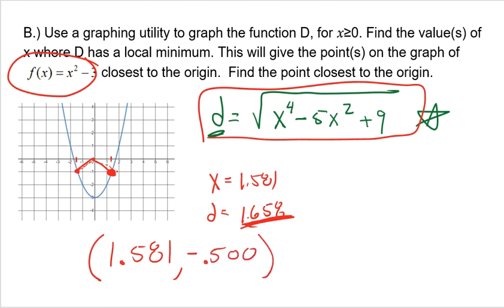So that is this point right here. And again, the same point over here would be negative 1.581. And because of symmetry, it would have the exact same y value, negative 0.500. Oh, boys, this is a tough problem, right? You really got to hold on tight for this one.